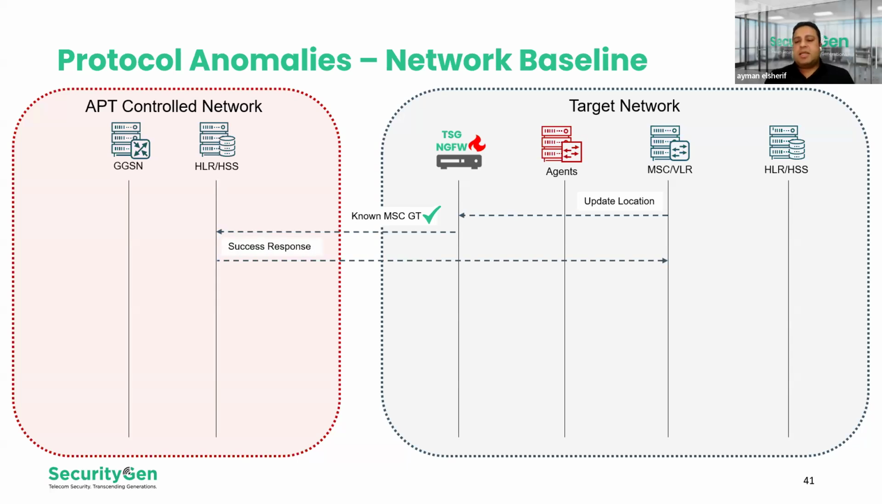Now, when the agent is attempting to embed data using some highly stealthy technique, for example, in this case, the agent is trying to embed data in USSD messages in upper layer protocols, TSG will inspect the message. It knows this is a new node that is not part of the baseline, so it will block this access.